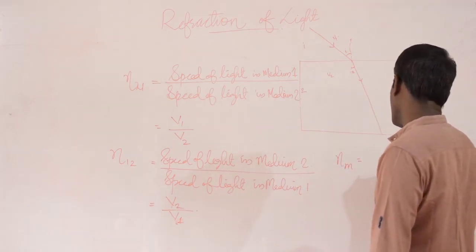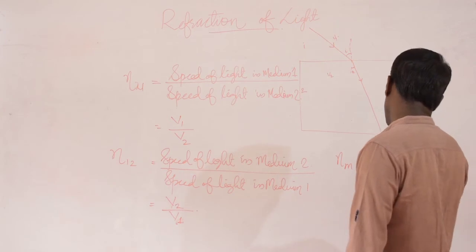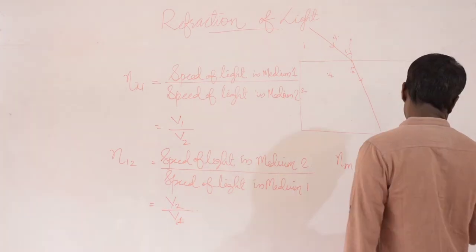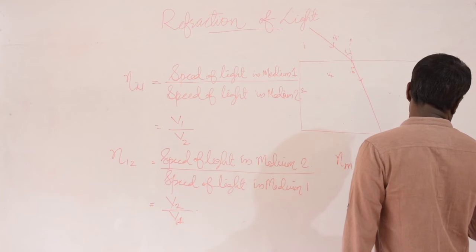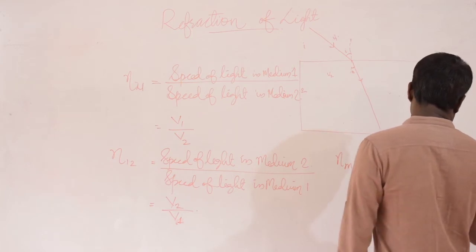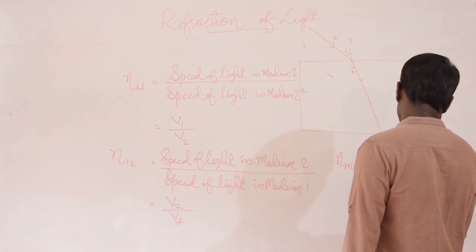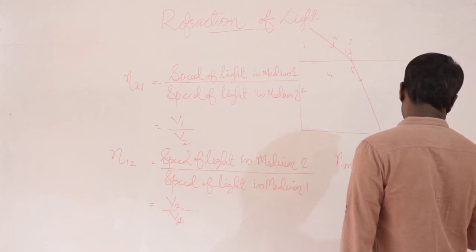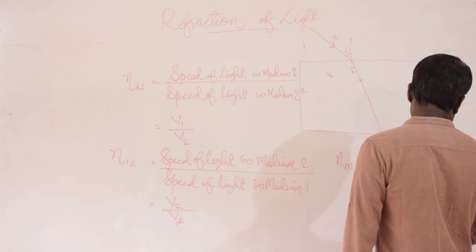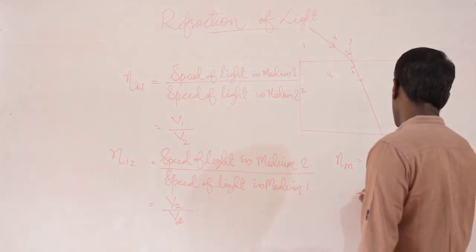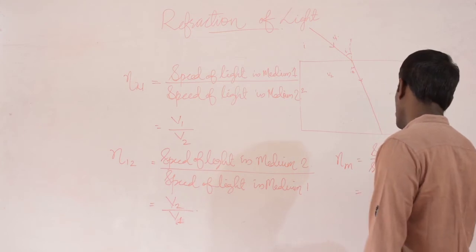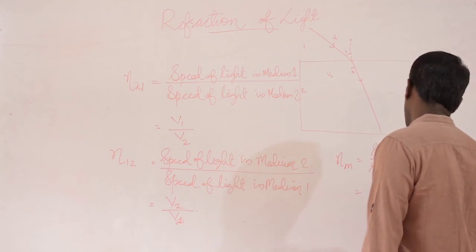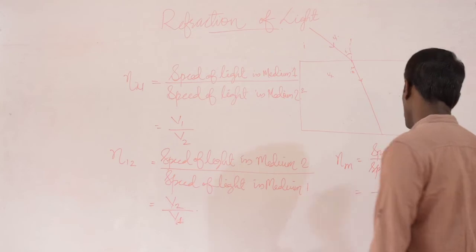That is equal to the speed of light in air divided by the speed of light in medium 2. So the speed of light in air is equal to c, and the speed of light in medium 2 is V2.